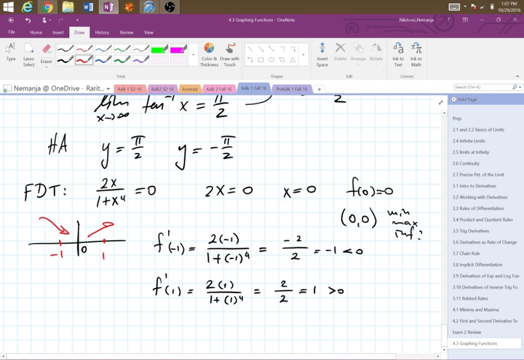Closer. Makes more sense, right? And what I found is that (0, 0) is a minimum, because that's how the arrows align. We're not done yet, right? No, we have the second derivative test.